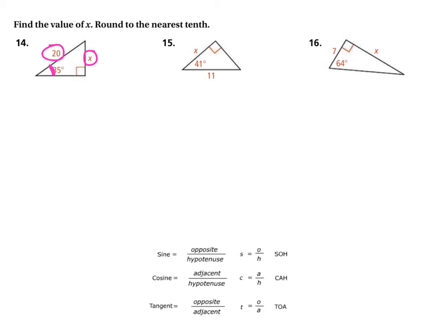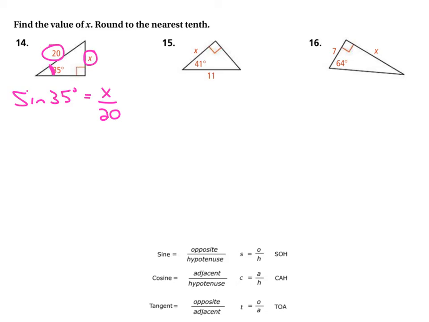So which one has opposite and hypotenuse? Opposite and hypotenuse is sine. So how do we write it? We write sine of 35 degrees, which is a number you can get out of your calculator by pushing sine 35, equals opposite x over hypotenuse 20.